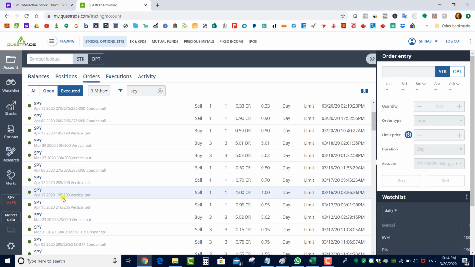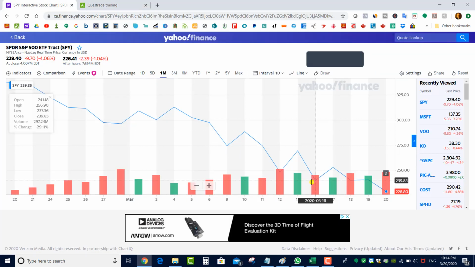But in reality, I don't even have to wait till April 17. I can actually close the trade for a profit earlier, as long of course as when I sold the put credit spread on the SPY, it was trading at 239. So as long as the SPY moves up and time goes by, I can actually close the trade for less.